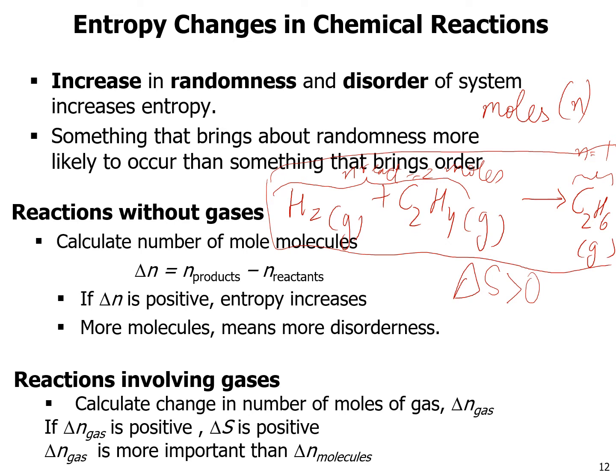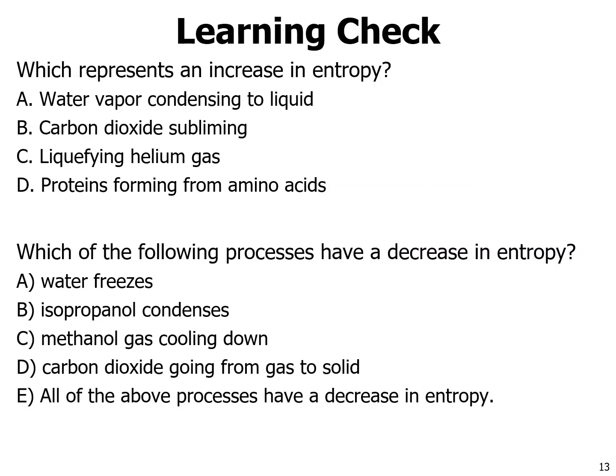Okay, so let's try to do a couple questions to understand if we can predict what is happening to entropy in this process or not. So let's try question number 1, which asks which represents an increase in entropy. In this case, we have four different options. Water vapor condensing into a liquid, which means what is happening here, water, which is a gas, is changing into liquid. We know that gases have much higher entropy than liquid, which means here entropy is actually decreasing. So that's not our answer.